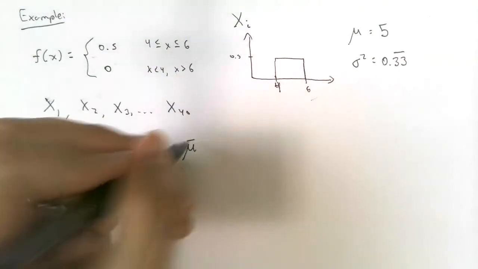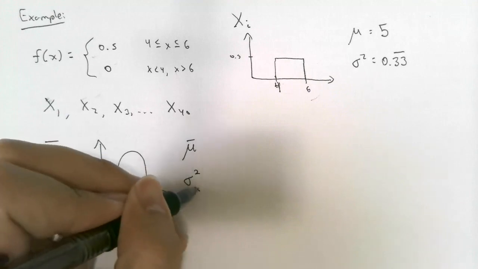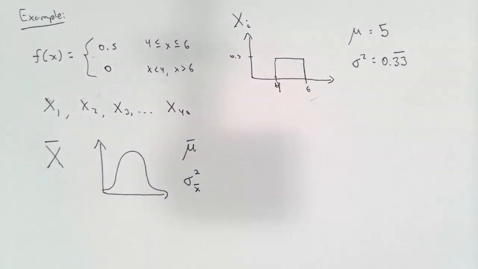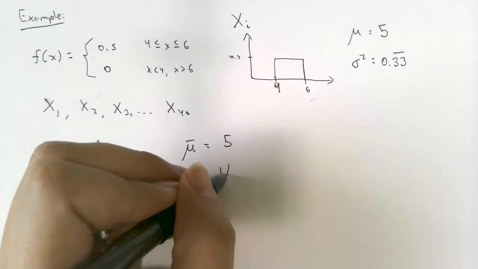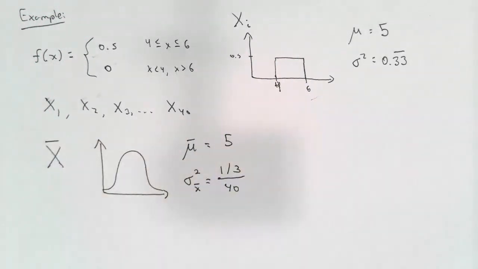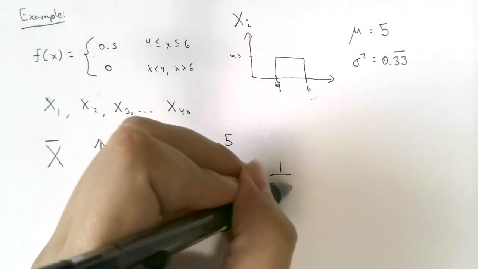Good. What would the mean of that sample mean be? Just to distinguish these two, I'm going to write this as mu bar, and I'm going to write my variance as S of X bar. So what would my mean be? It would still be 5, that's correct. And what would my variance be? You can either calculate it or tell me what you would do to calculate it. That's correct. We would have 0.33 over 40. Actually, it's better if we just use 1 over 3. So 1 over 3 over the number of runs, which is 40. 3 times 40 is 120, so 1 over 120.